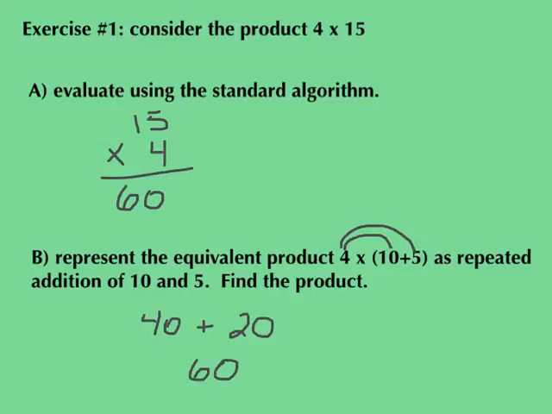Well, some people may ask, how did you get the 10 and the 5? Well, it's simple. I took that 15 and I broke it up into 10 plus 5. 10 plus 5 is the same as saying 15. Both ways are equally correct, whatever way you feel is easier.